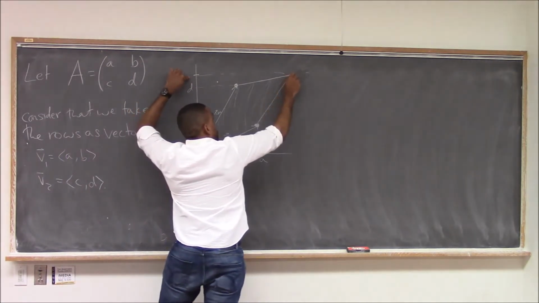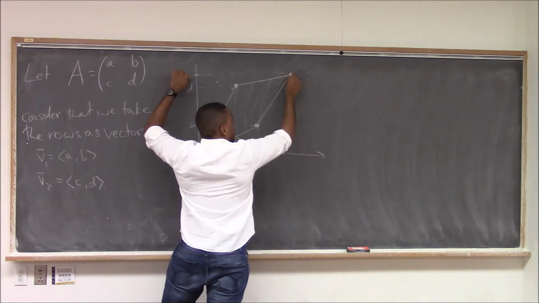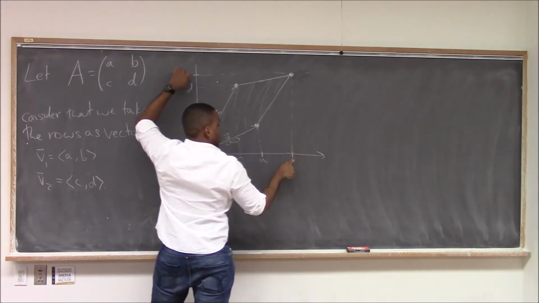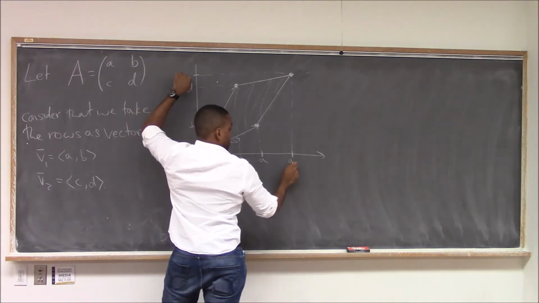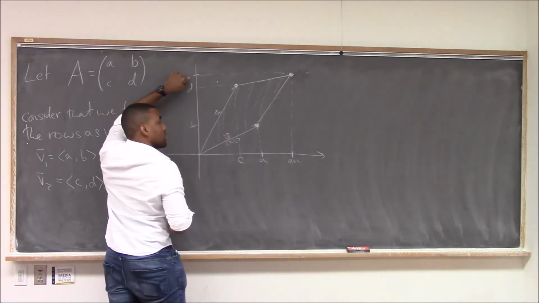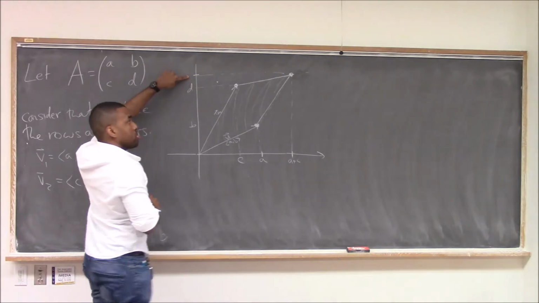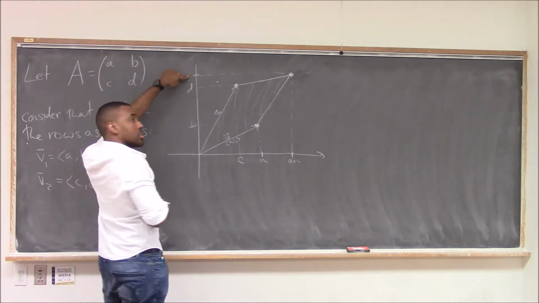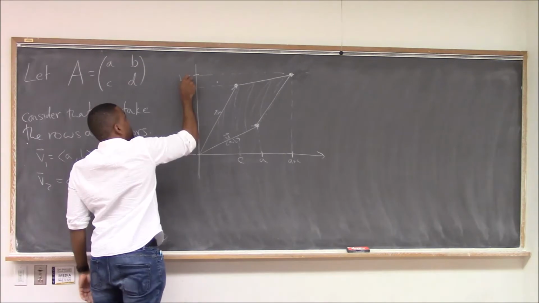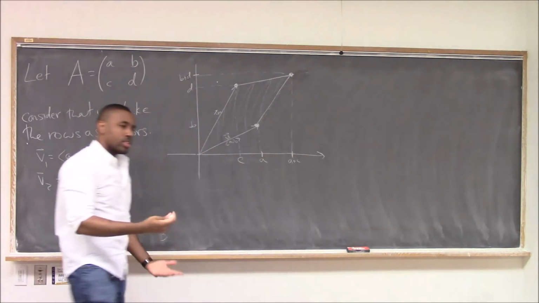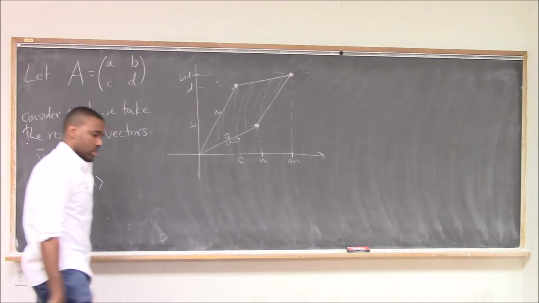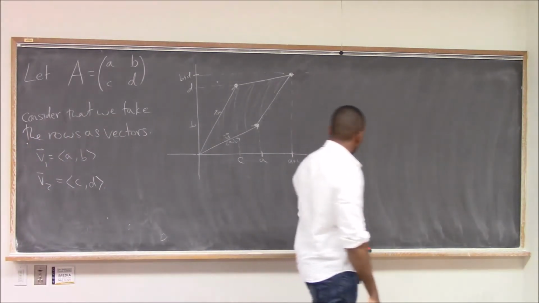So what would be the X component of this? A plus C. And what will be the Y component of this? B plus D, because that's according to the resultant vector. So your intuition from vectors in R3 can help you here. Vectors in Calc 3 can help you.